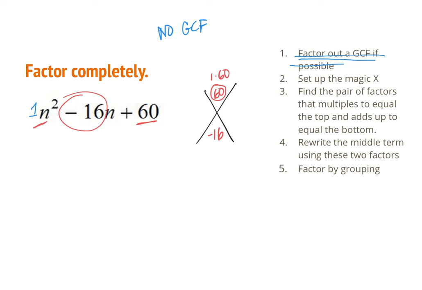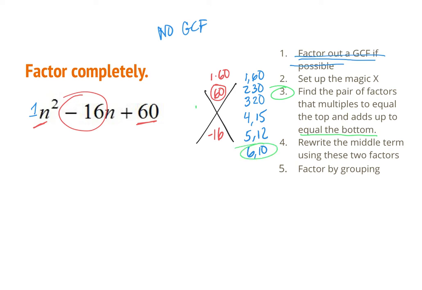And now I want to find pairs of factors that multiply to equal the top number, so two factors that give me 60, but add up to equal the bottom, negative 16. In order to do this, I'm literally going to list factors. So 1 times 60, 2 and 30, 3 and 20, 4 and 15, 5 and 12, 6 and 10. And I need to decide if there are any factors that would give me negative 16. It looks like 6 and 10 might do the trick.